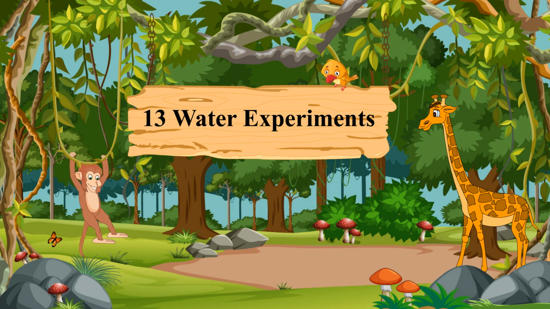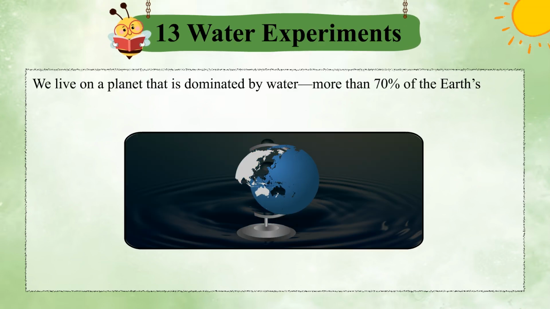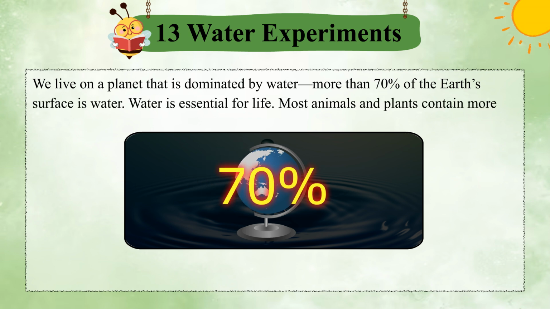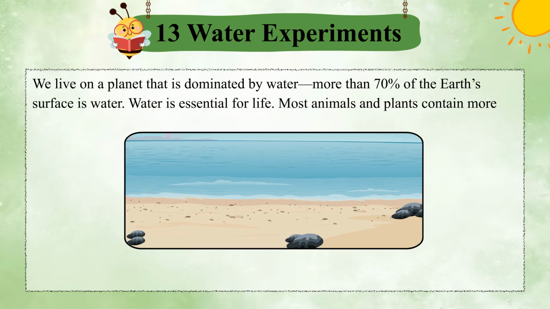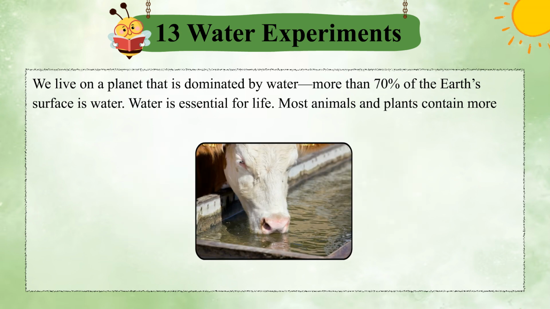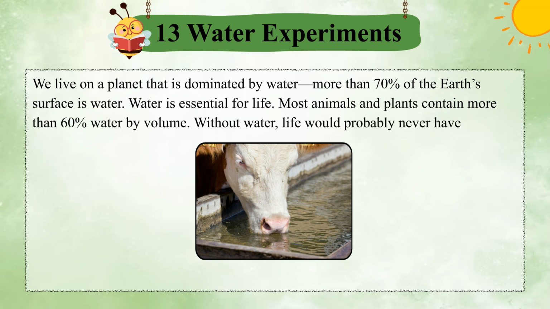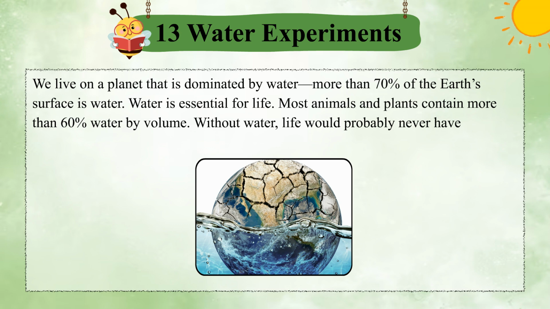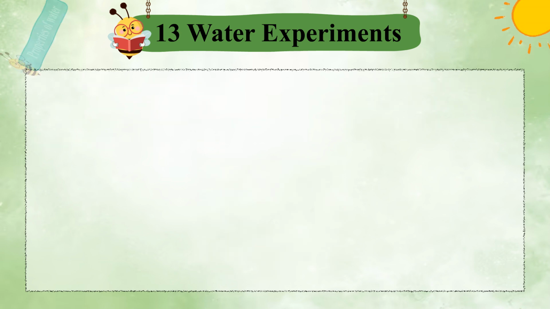Chapter 13. Water Experiments. We live on a planet that is dominated by water. More than 70% of the Earth's surface is water. Water is essential for life. Most animals and plants contain more than 60% water by volume. Without water, life would probably never have developed on our planet.